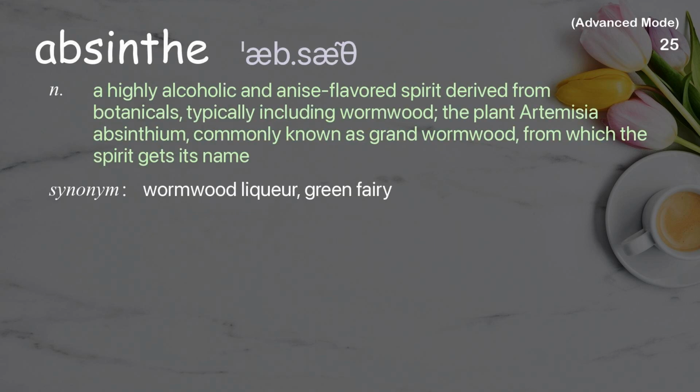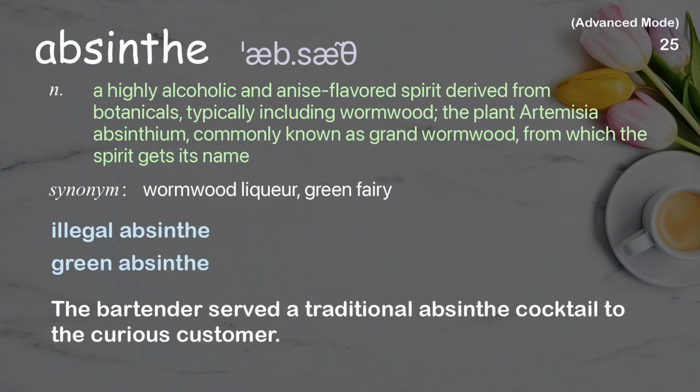Absinthe. A highly alcoholic and anise-flavored spirit derived from botanicals, typically including wormwood, the plant Artemisia absinthium, commonly known as grand wormwood, from which the spirit gets its name. Examples: Illegal absinthe. Green absinthe. The bartender served a traditional absinthe cocktail to the curious customer.